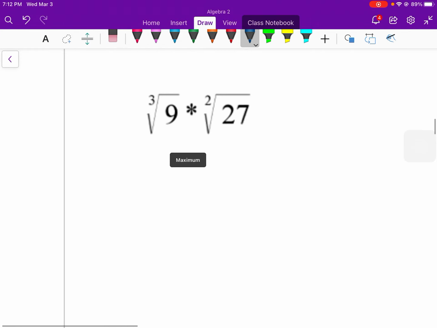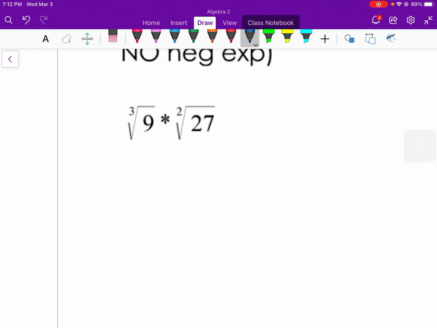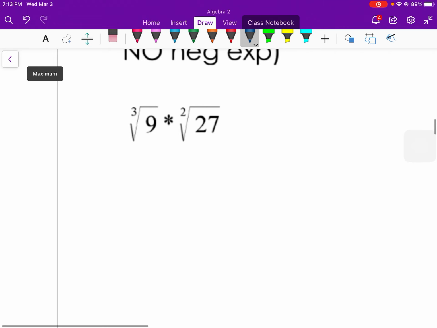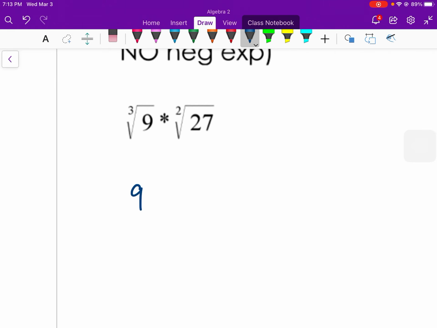Okay, so again, we do not have the same base in this case, so let's rewrite it. We don't have the same base, or the same index. We do have the same exponent, but let's rewrite it in exponent form. So that'd be 9 to the third times 27 to the half.